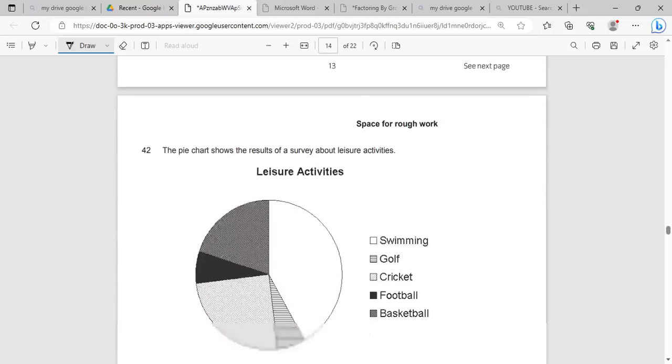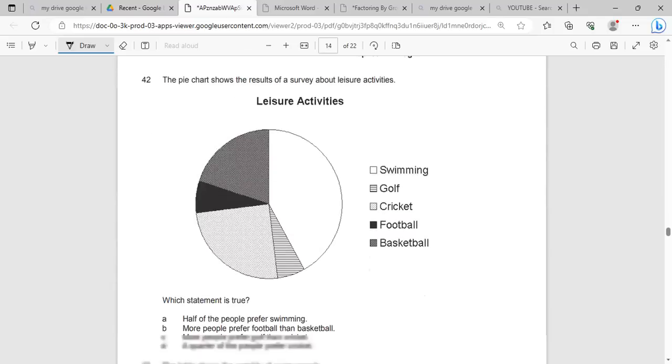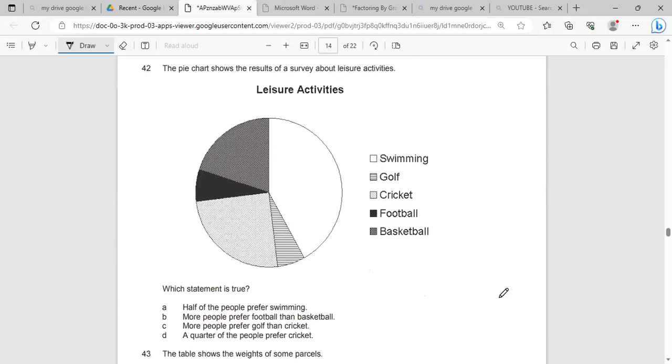All right, 42. The pie chart shows the results of a survey about leisure activities. So we have swimming. So this is swimming. I don't like when they put the labels so close. Golf. Which one is golf? So this should be golf.